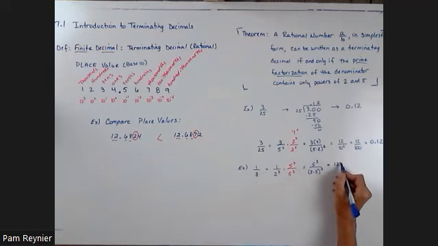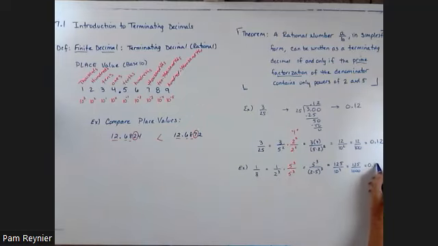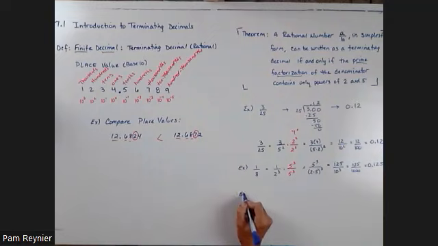Now 5 cubed is 125, and this now is 2 to the 3rd. That's 125 out of 1,000, which means the 5 has to land in the thousandths column. Tenths, hundredths, thousandths. So this will always work if the prime factorization of the denominator contains only powers of 2 and 5.